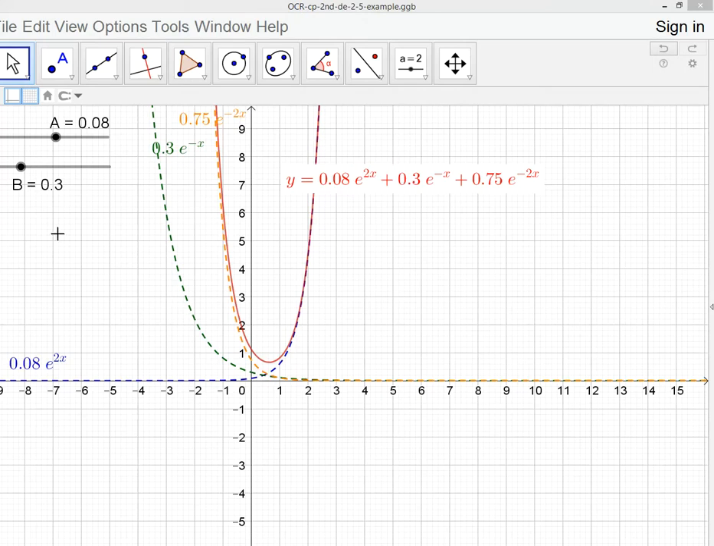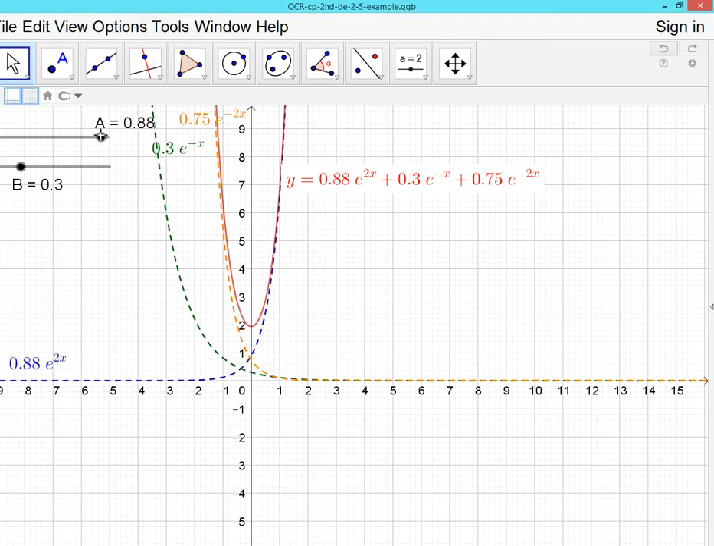Looking at this GeoGebra file, we can see that the blue line is the first term of the complementary function, and the green line is the second term, with the particular integral shown as the orange line. So, dependent on the values of the arbitrary constants a and b, the y graph will be dominated by one or other or combination of these terms. We can see that if x increases in a positive sense, then y, or the graph, will tend to ae to the 2x.